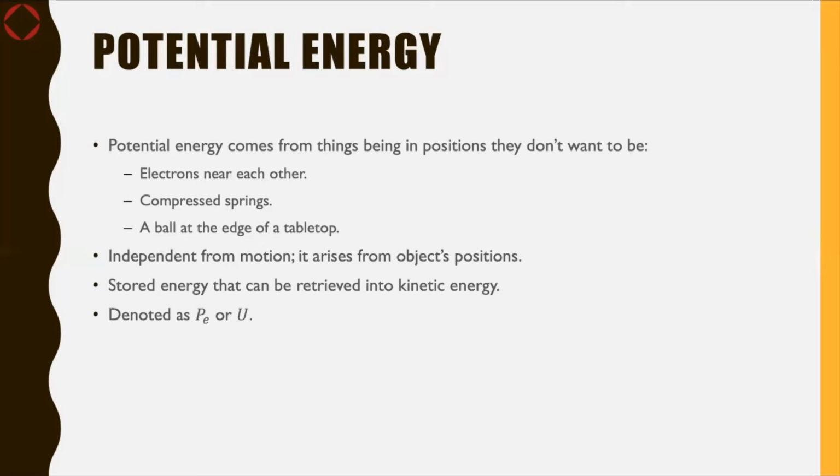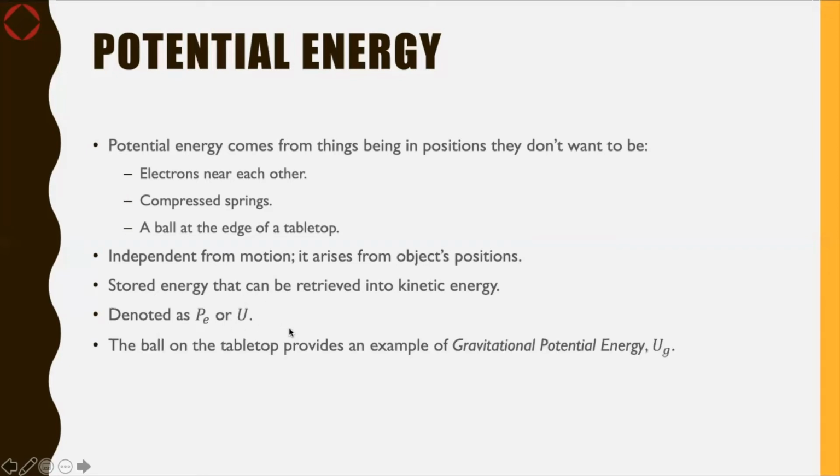I don't like it that much, so in our class we will be using U. From now on, this U will be potential energy. The ball on the tabletop is an example of gravitational potential energy. Look, potential energy is the U, and this subindex G means that we're talking about gravitational potential. Are there any other types of potential energy?